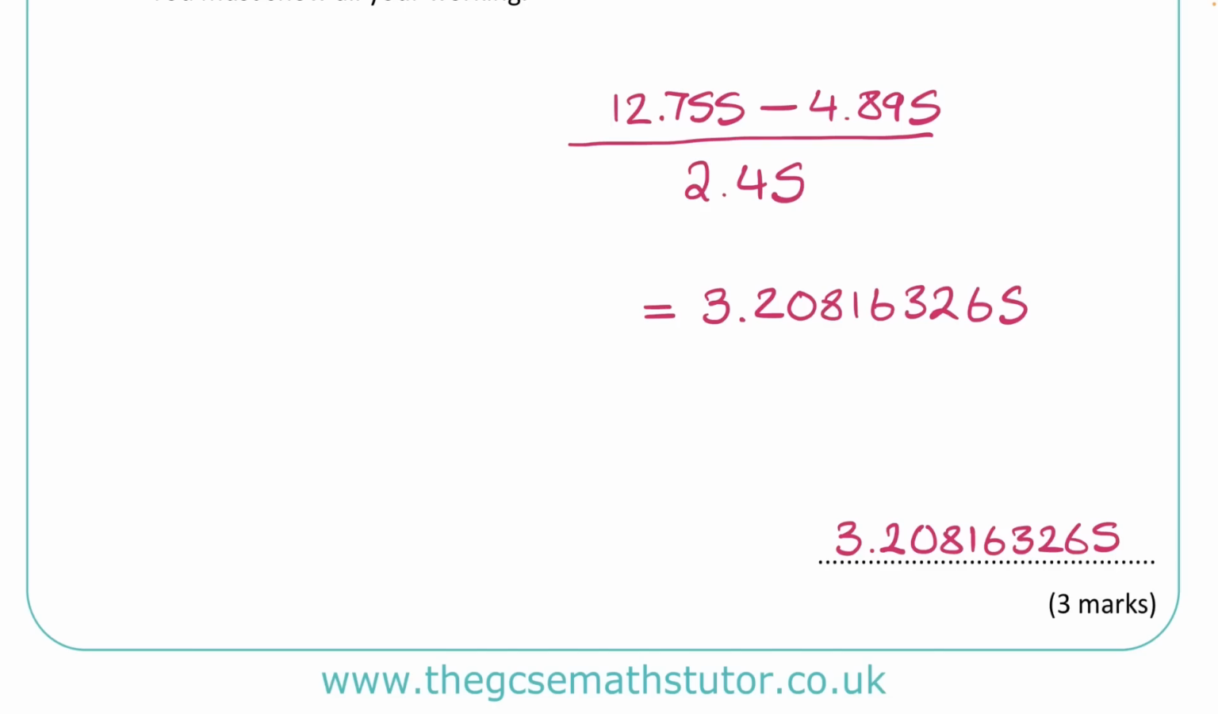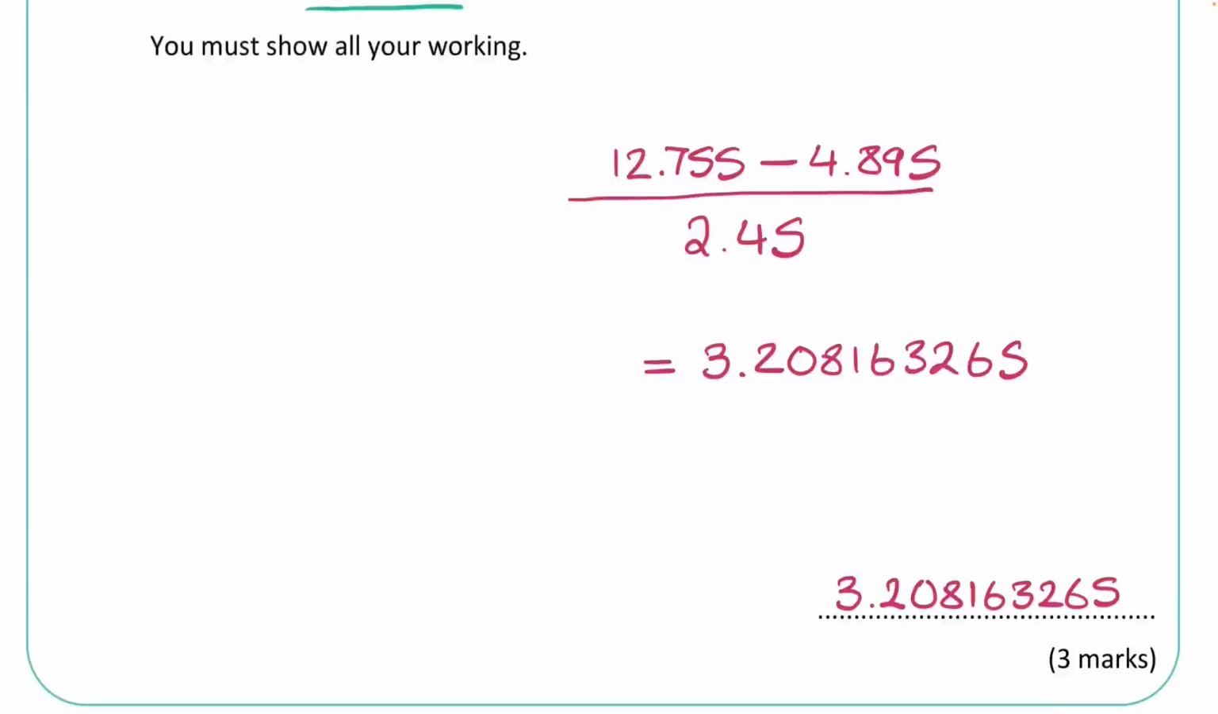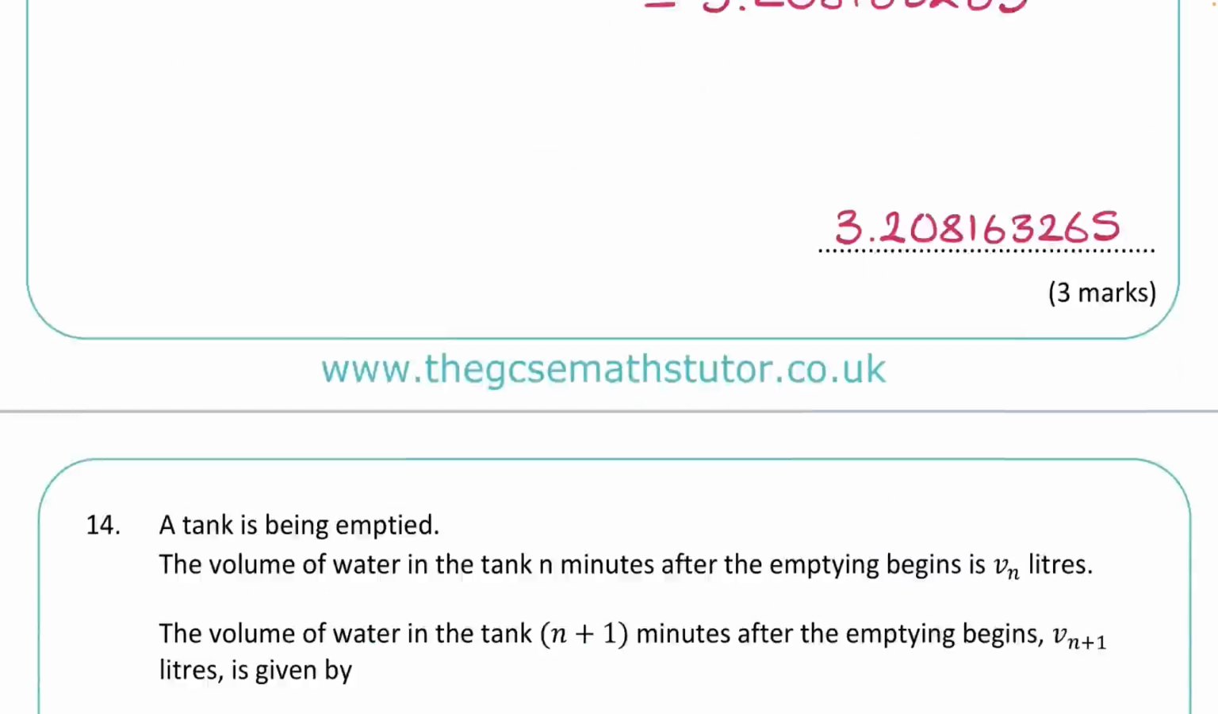You're not going to get marked down if you miss a little decimal off the end or something like that in a question like this. But my best advice is always write down all the numbers that are on your calculator screen unless you are asked to round it. Okay, there we go. So that was looking at some bounds.